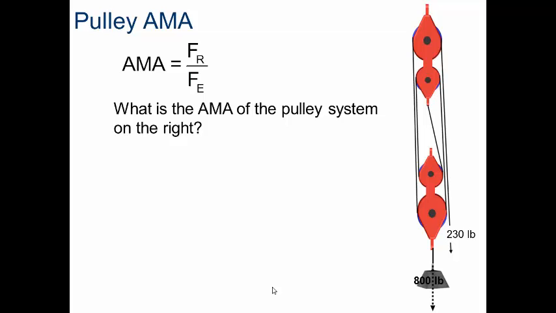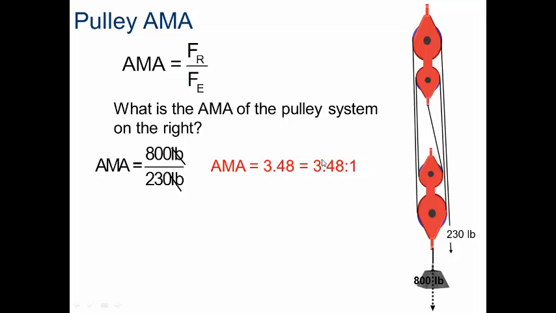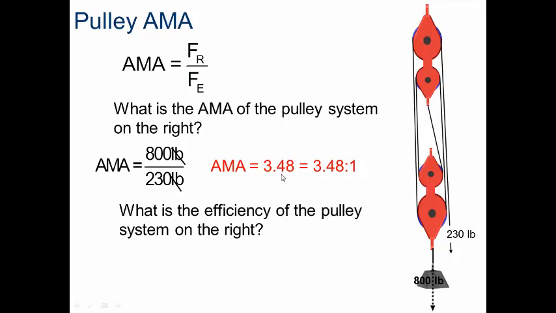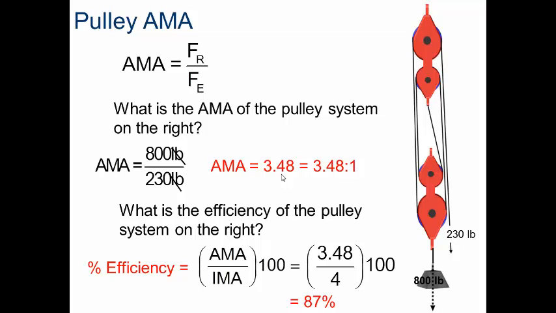The actual mechanical advantage, though, remember, is just the force of the load over the force of the actual effort required. So for the pulley system on the right, we're able to lift that 800-pound load, but instead of it taking 200 pounds of effort, it took 230 pounds. 800 divided by 230 gives us an actual mechanical advantage of 3.48. The efficiency of this pulley system is found by taking your actual mechanical advantage divided by your ideal mechanical advantage times 100. So in this case, we're getting an 87% efficient system.